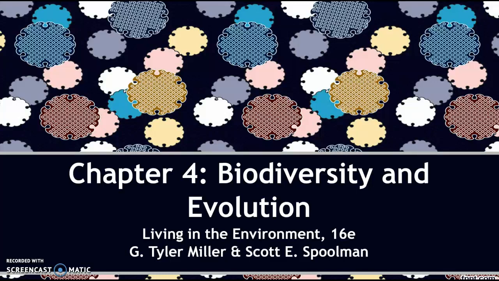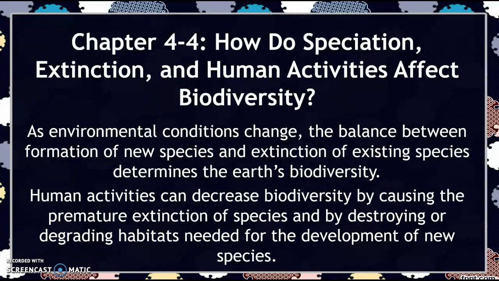AP Environmental Science students. In today's screencast, we're going to continue talking about Chapter 4, Biodiversity and Evolution. All of today's notes are based off of Living in the Environment, the 16th edition, by Miller and Spoolman. Chapter 4.4 talks about how speciation, extinction, and human activities affect biodiversity.